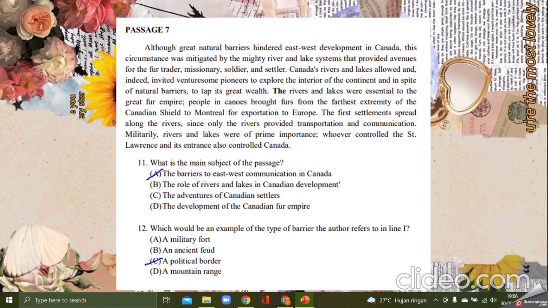The question is, what is the main subject of the passage? The answer is A. The barrier to east-west communication in Canada. And another question, which would be an example of the type of barrier the author refers to in the line? The answer is C. A political border.